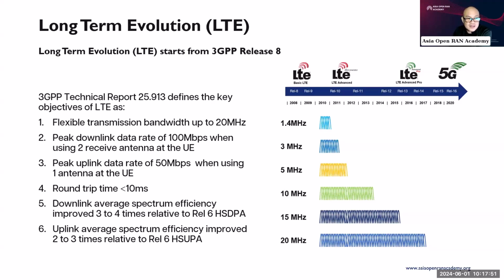And the peak download data rate in Release 8 is 100 Mbps with a 2x2 MIMO configuration, and 50 Mbps uplink. The round trip time, or RTT, is less than 10 milliseconds.